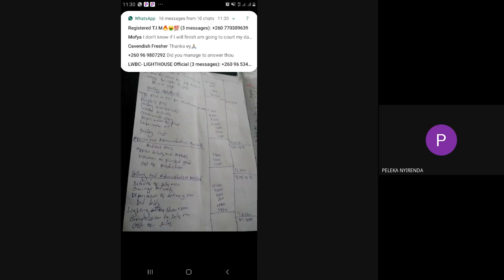Carriage outwards, basically this is the transport used for goods that we sell, so it's under the selling and distribution overhead. Depreciation on delivery van. The van is used to deliver goods, that's distribution. So when you depreciate this van, the expense falls under the distributive overhead, which is about 1,600.